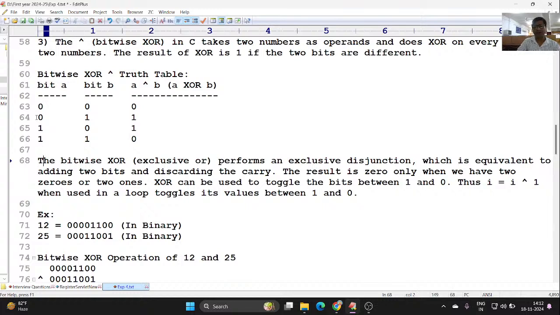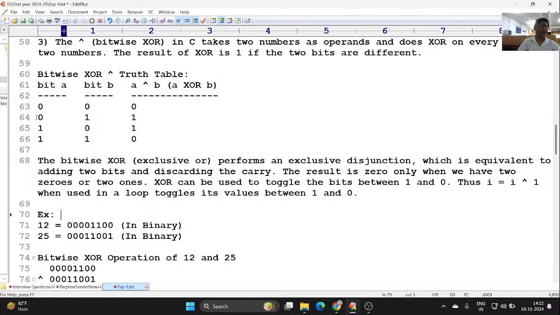So bitwise XOR performs an exclusive disjunction, which is equivalent to adding two bits and discarding the carry. The result is 0 only when we have two zeros or two ones. XOR can be used to toggle bits between ones and zeros. Thus, the assignment operator i XOR= 1, when used in a loop, toggles its value between 1 and 0.